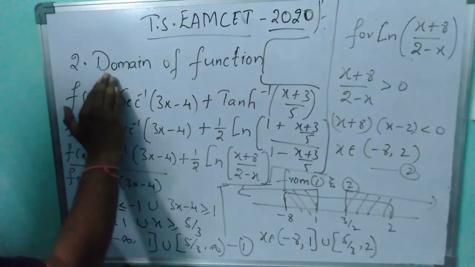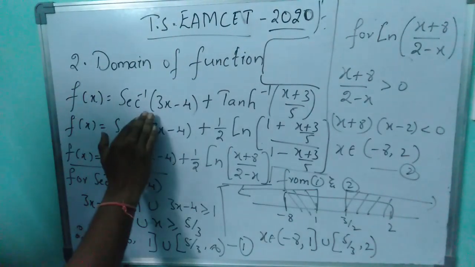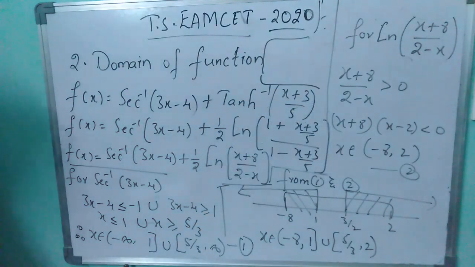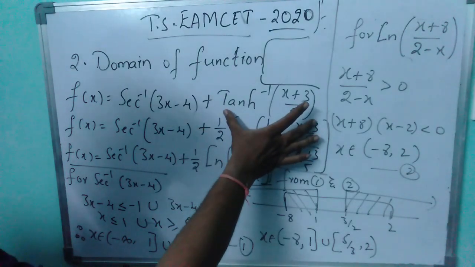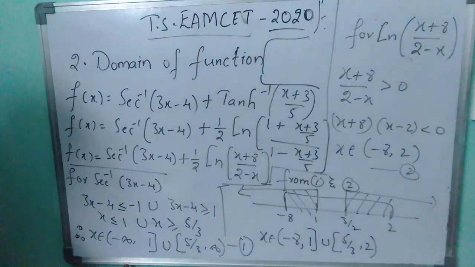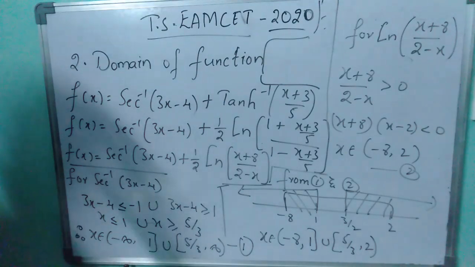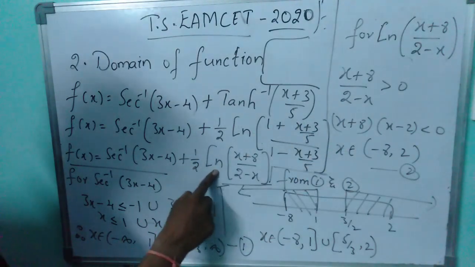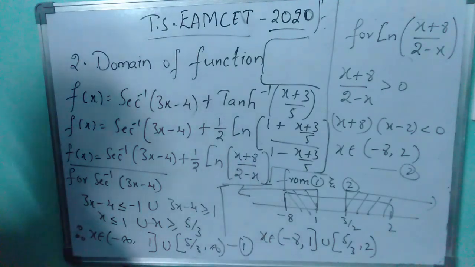So second term: domain of the function f of x equals secant inverse of 3x minus 4 plus tan h inverse of x plus 3 by 5. So f of x equals secant inverse of 3x minus 4 plus this tan h inverse of x plus 3 by 5, which can be written as 1 by 2 into log of 1 plus x plus 3 by 5 by 1 minus x plus 3 by 5. By solving this, we get that part as 1 by 2 into ln of 8 plus x by 2 minus x.